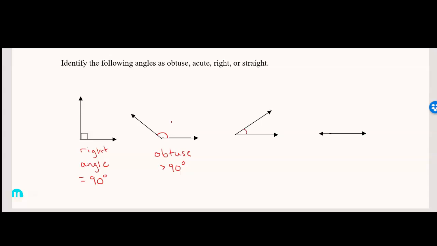This angle is actually smaller than a 90-degree angle, so we will call that acute, and those would be less than 90. The line right here is a straight line. We call that a straight angle, and this equals 180 degrees. So it's basically like if you took this right angle and laid it out flat, you end up with a straight angle, which is 180 degrees.